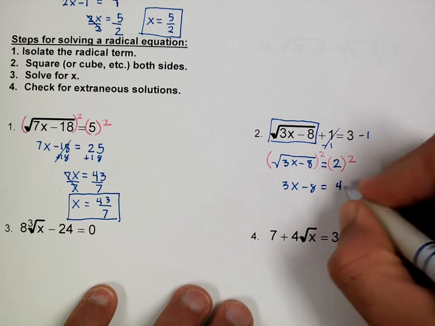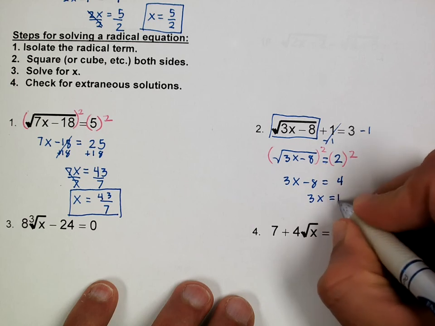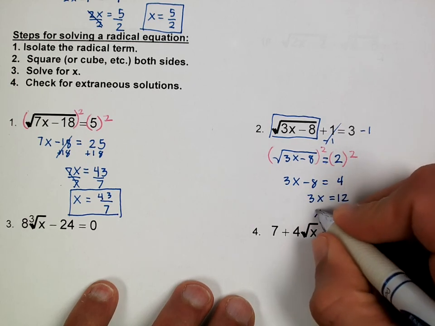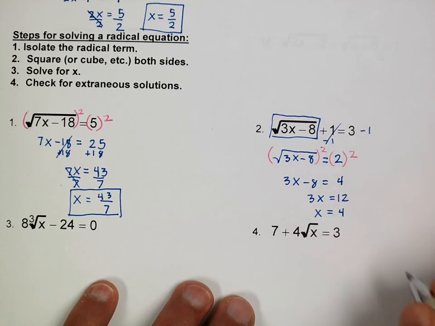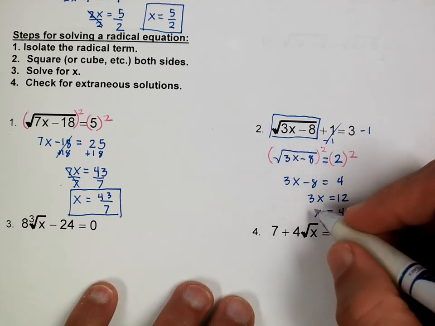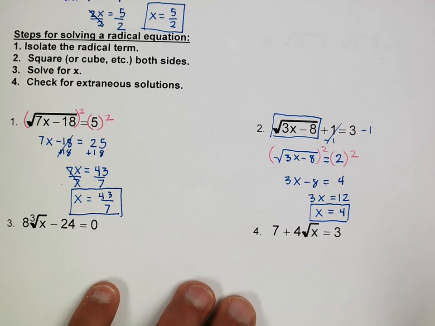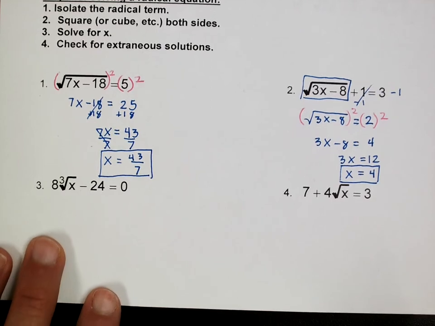This is going to be 4. This is 3x is equal to 12 if I add the 8 to both sides, so x is equal to 4. Now, if you check this, it should give you 3, and for the sake of time, it does give you 3, right? So make sure you check all your solutions, but this one will work. All right, let's go to number 3.